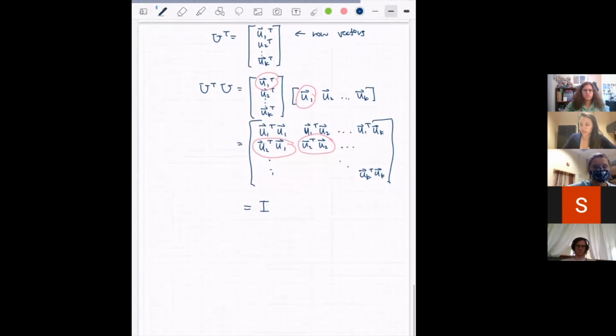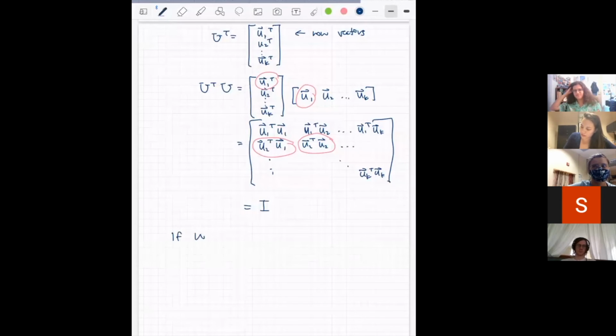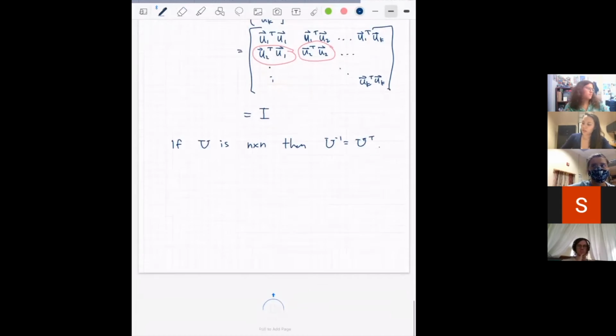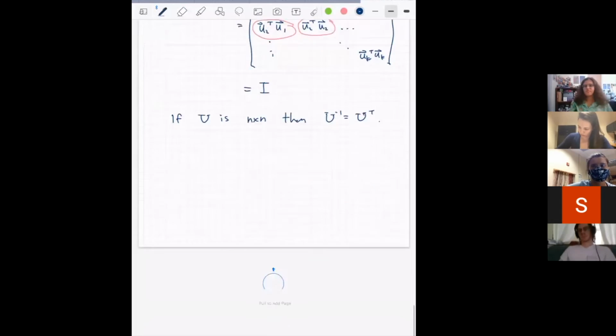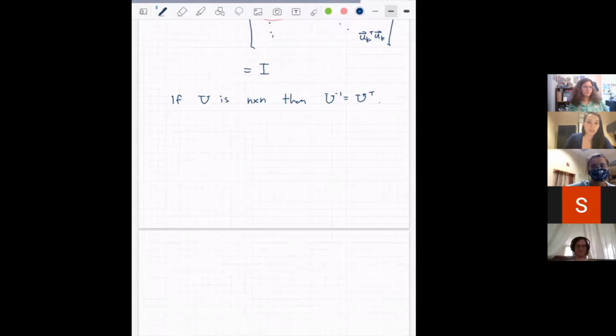And that's because this is a nice matrix, right? And in fact, notice if U is n by n, then U inverse is equal to U transpose, right? And this is actually something we can use as the defining property, which we will do in a second. But first, I wanted to go over properties of these types of matrices.